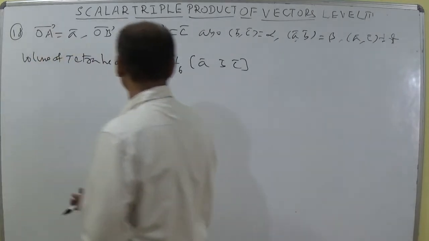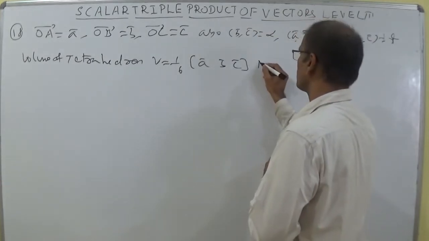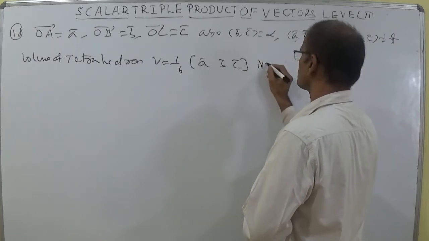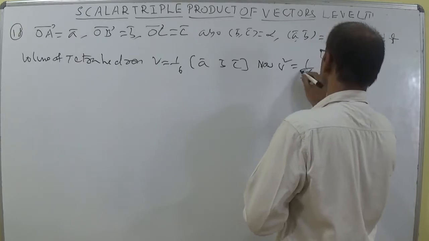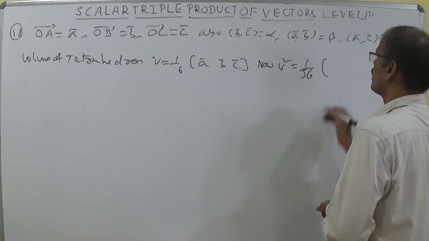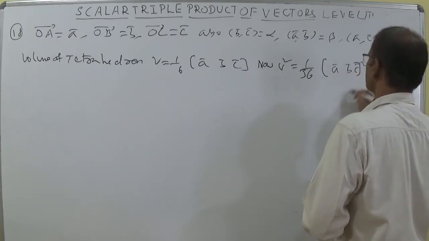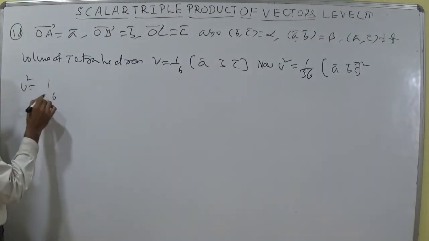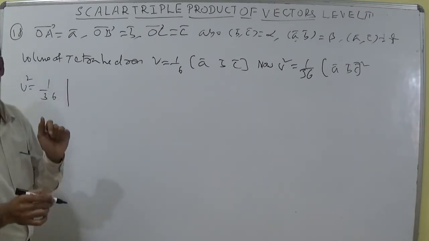That is why you should understand that we should calculate the value of V square. Now I am writing V square. So what value should we calculate? V square is equal to 1 by 36 into box ABC whole square, not direct box ABC, box ABC whole square. V square is equal to 1 by 36 into the notation of box ABC whole square.